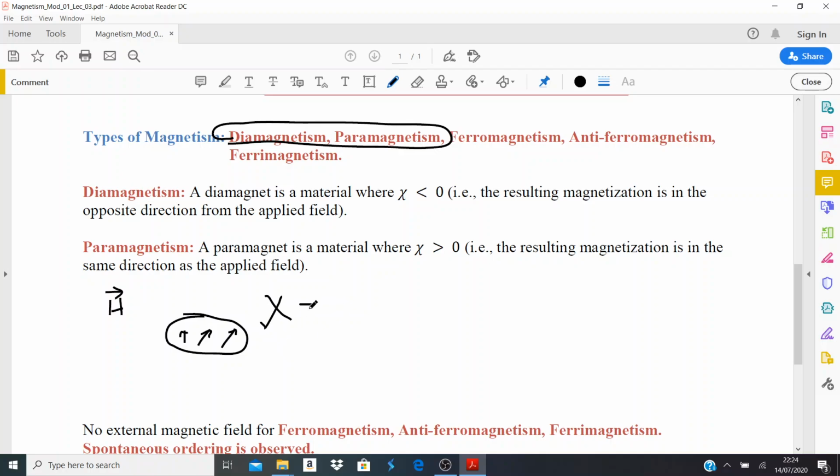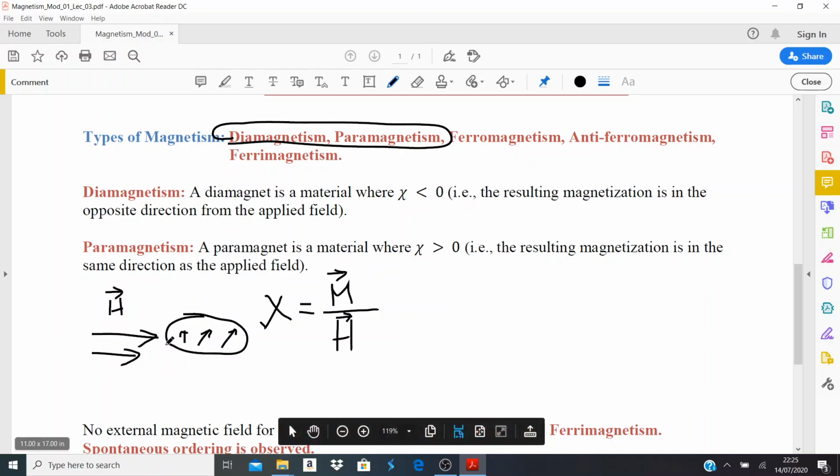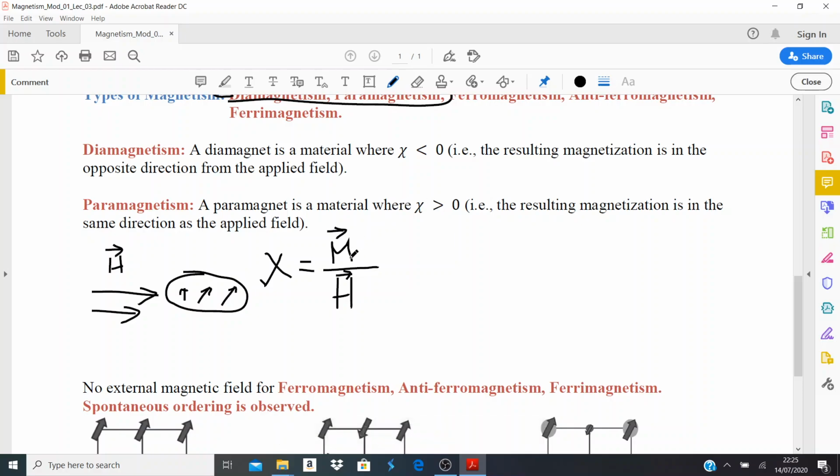The susceptibility is defined as the ratio of the magnetization vector to the applied magnetic field. So now, if the value of chi is less than 0, for example, let's assume that this is the direction of the external magnetic field. Now, if chi is less than 0, then the magnetization and the applied magnetic field are out of phase.